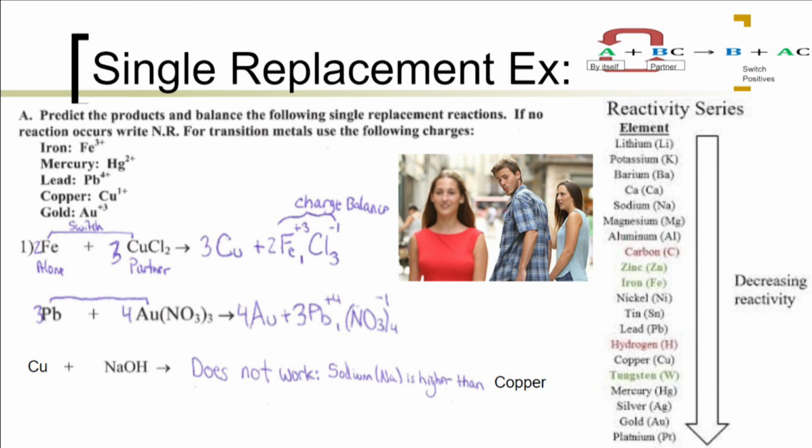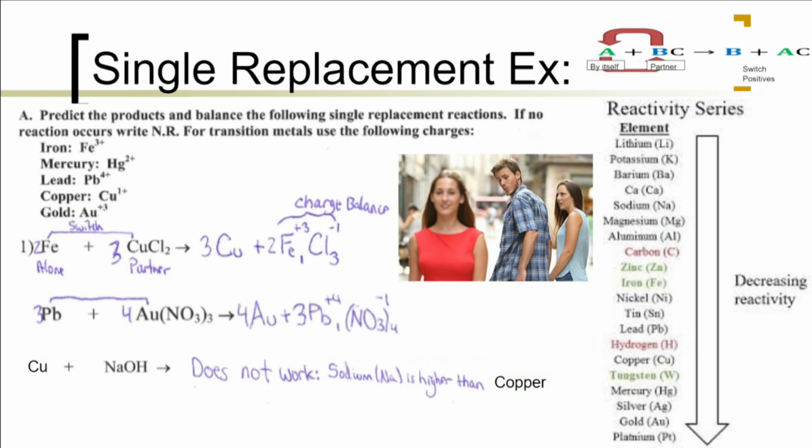For the first example, I have Fe plus CuCl2, or copper chloride. As you can see, the iron is alone and the CuCl2 has a partner. Now, before I switch them, what you have to do is check something called the reactivity series. If you look on the right-hand side, in order for the one that's by itself to steal, it has to have a higher priority.